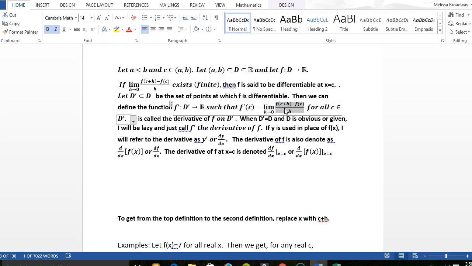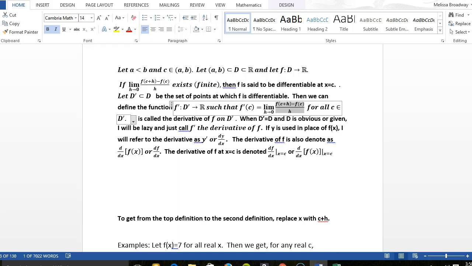Now this fraction inside here, without the limit, what is this fraction that I've highlighted here? For the time being, it is called the difference quotient. And naturally the derivative at x equals c is going to be the difference quotient relative to c here. So the derivative is the limit of the difference quotient. You may have seen this in algebra. It's called the difference quotient, as I said before.